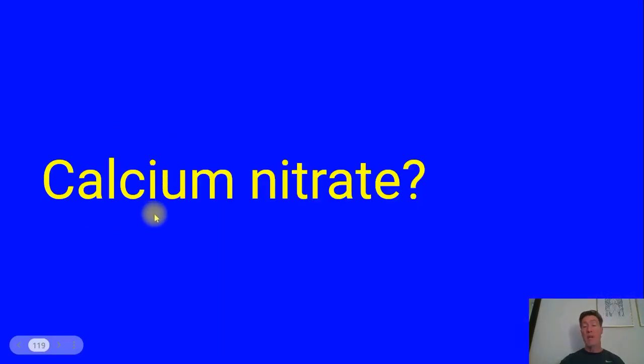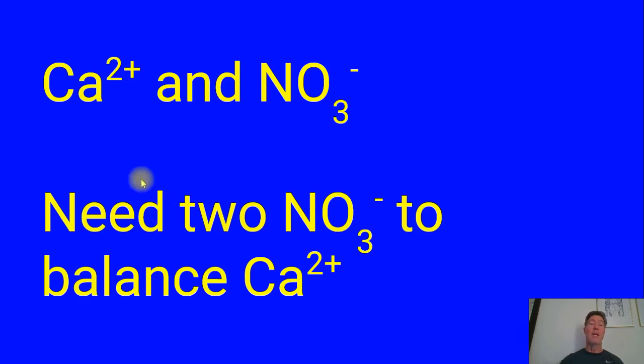For example, calcium nitrate. Okay, cation +2. The whole poly is the anion. This is nitrate. Notice we have a +2 charge. How many nitrate units are we going to need to balance that out? Well, each unit is a -1, so we need 2 whole units to counterbalance the +2. We need 2 whole nitrates to balance out calcium.